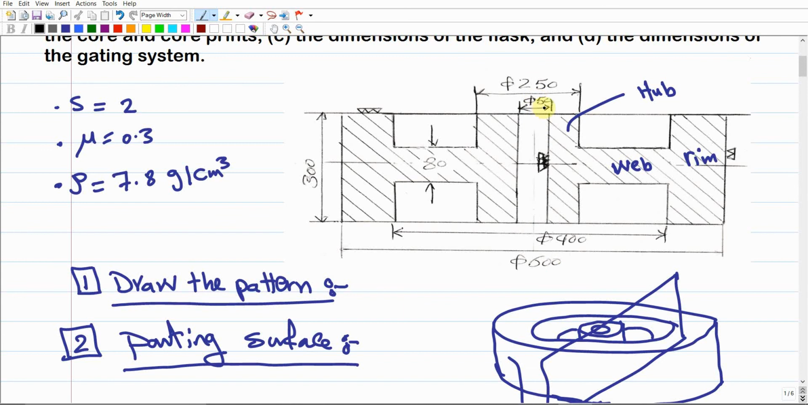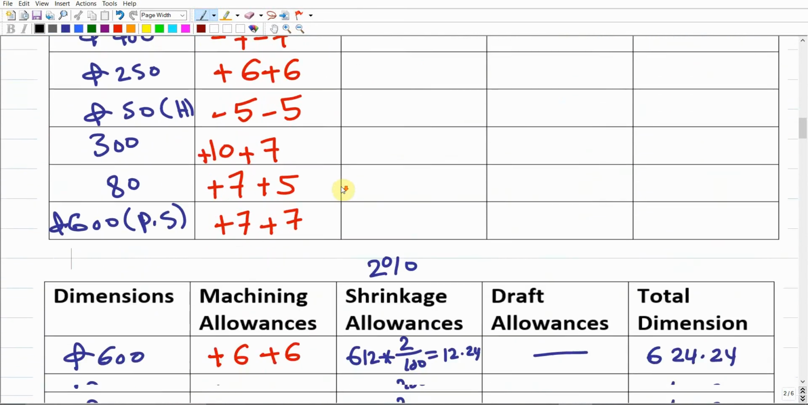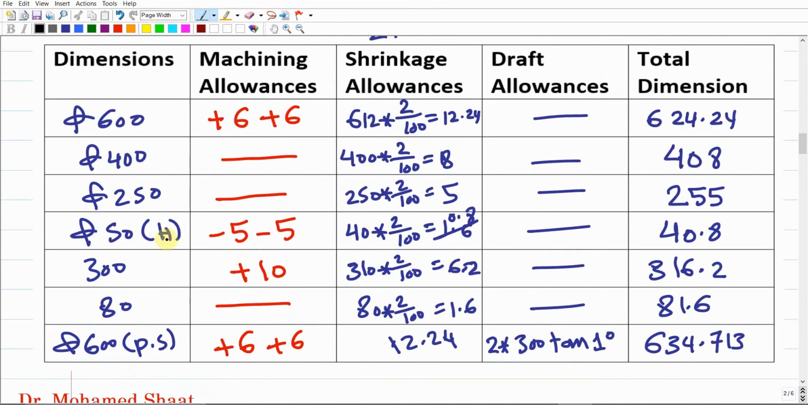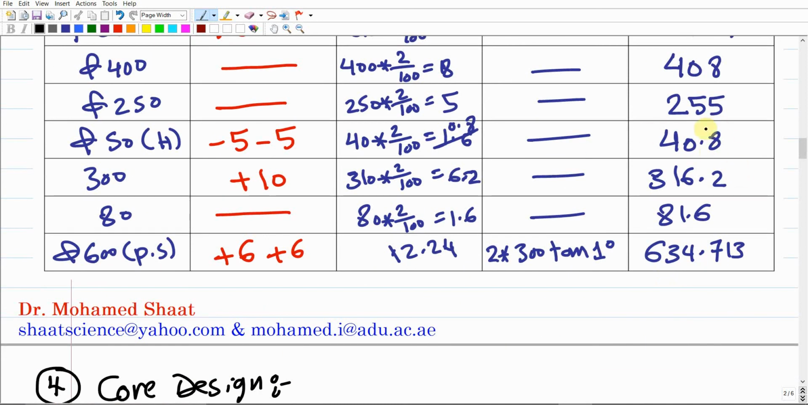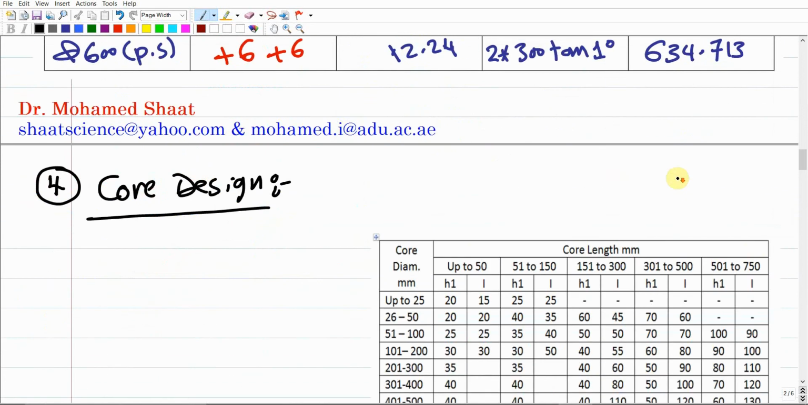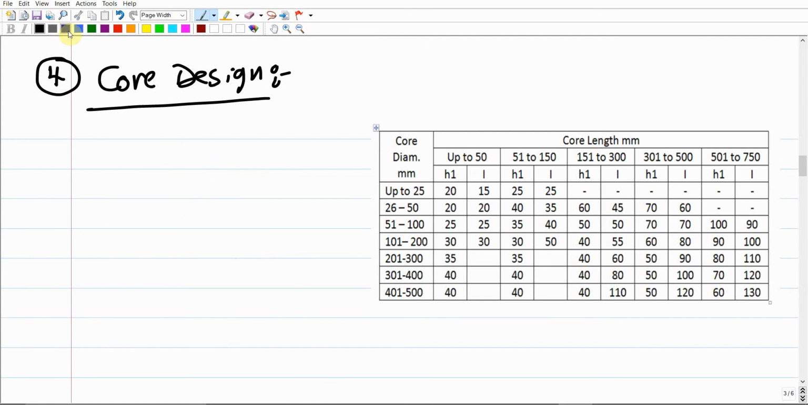So like we have here for this core, it should be with 50 millimeter diameter and 300 millimeter length. So we're going to go to this table here that we finished, and we have 50. The 50 becomes the 40.8, and the 300 becomes the 316.2. So this should be the diameter and the length of the core that we have to use. And you should understand that the core is already oriented vertical in the drawing. So this should be the core.